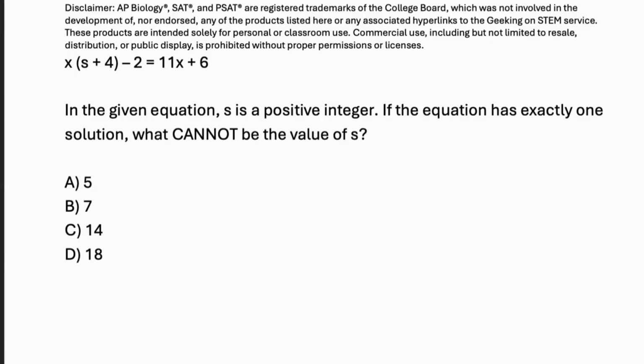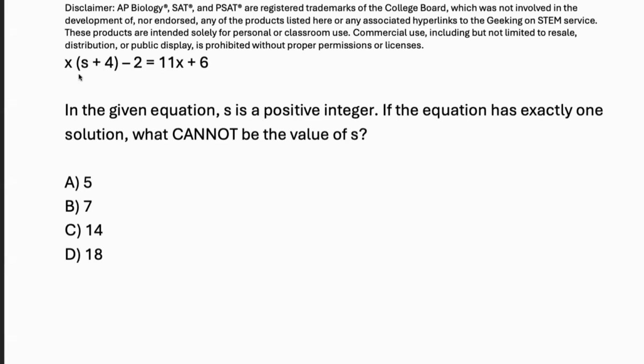Hey guys, if you're tackling the June SAT, make sure to note the disclaimer listed above and tackle the problem that is listed below. If you need a little assistance, we're going to go over the problem together. Okay, now that you're done reviewing the problem, and if you haven't done so, make sure to pause this video because we're going to try to tackle this problem together.